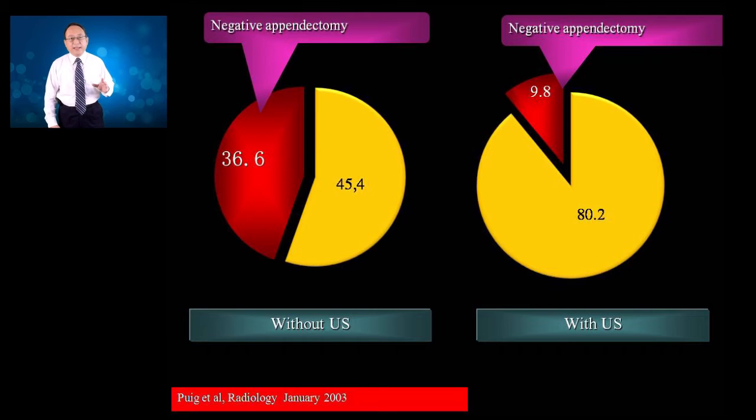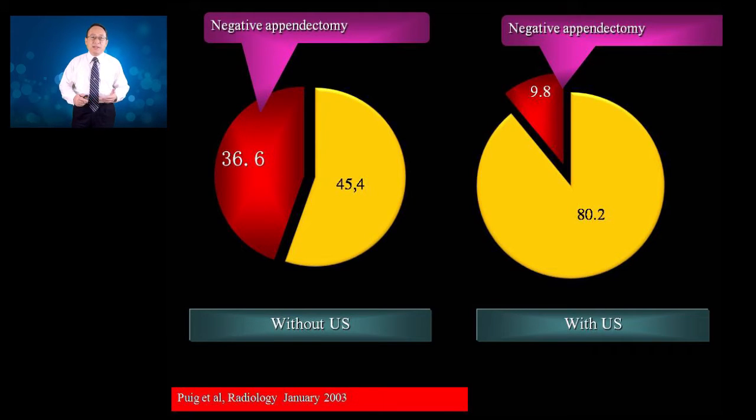I will show you this pie chart showing that when we diagnose patients as having appendicitis using physical examination, we will find that 36% are negative appendectomy. So it will be dangerous when you press the McBurney sign and tell your patient that they have appendicitis, and you send them for operation, and then 36% will be incorrect.